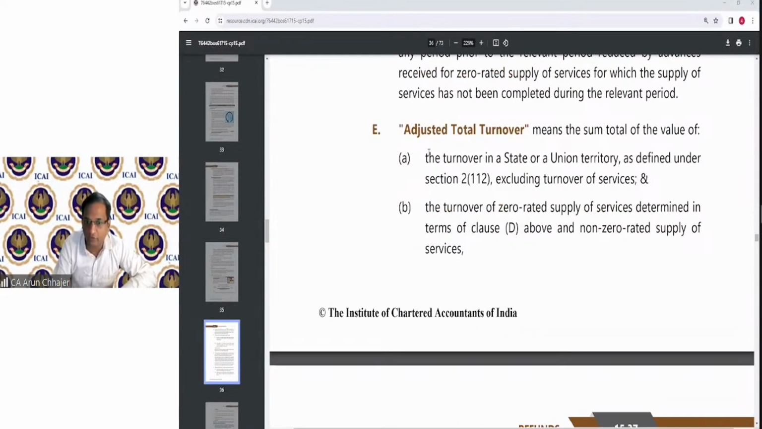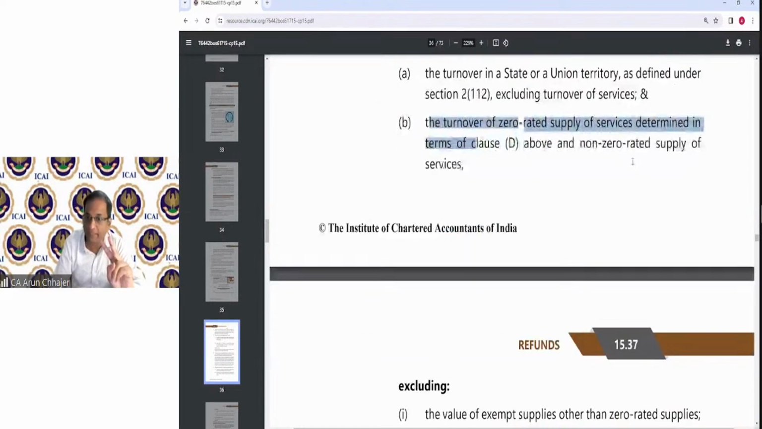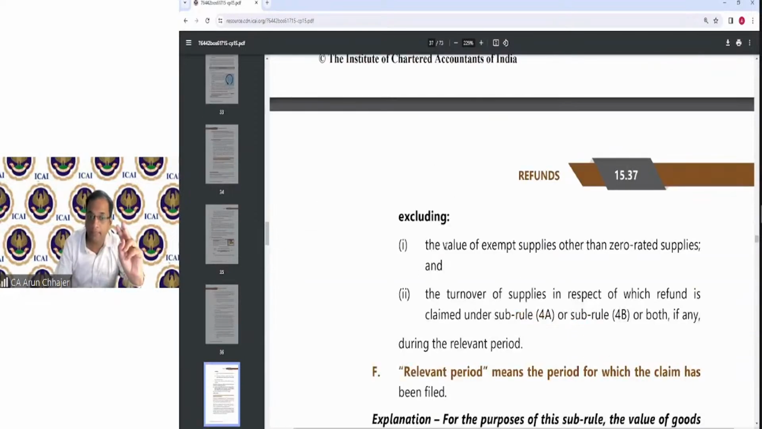Adjusted total turnover: turnover in the state or UT, excluding the service. Why service? Because the turnover of service has been linked to the payment basis. So export of the goods, total turnover in the state or UT, excluding services, turnover of the zero rated supply and non-zero rated supply of service, excluding value of exempt supply, and the turnover of 4A, 4B. Now, in the turnover, we are excluding this. We have already discussed.